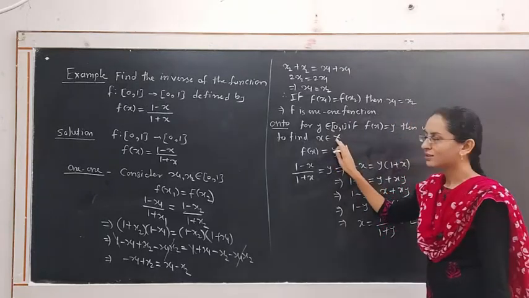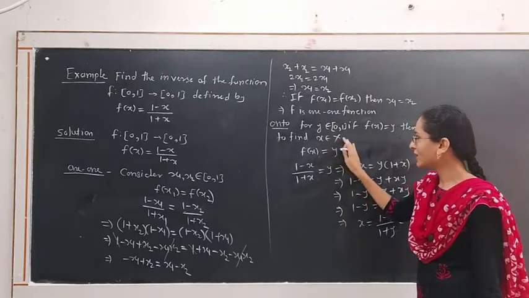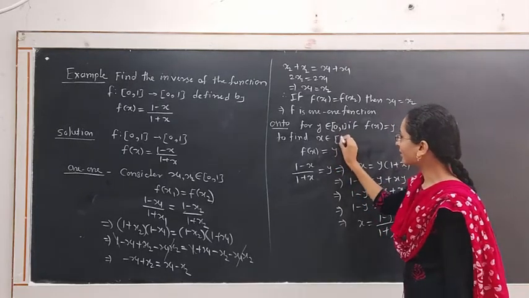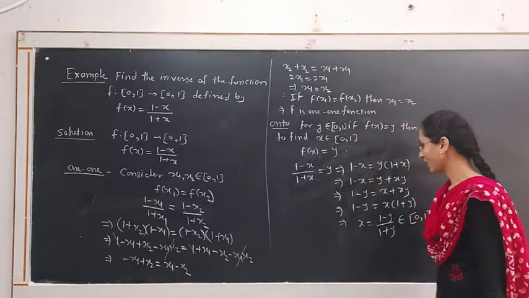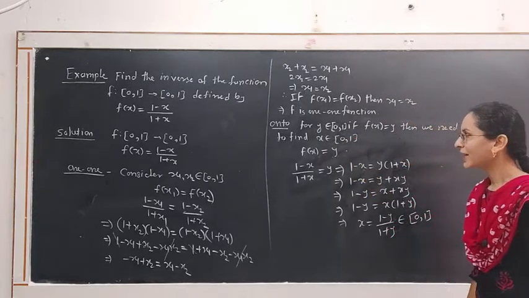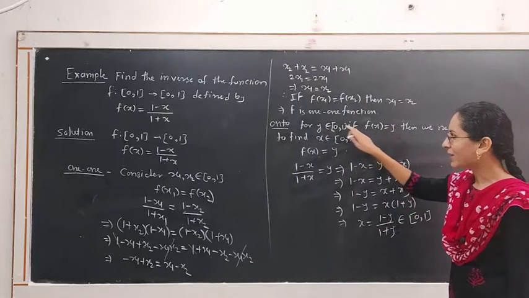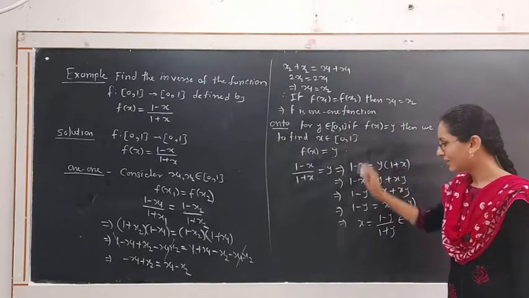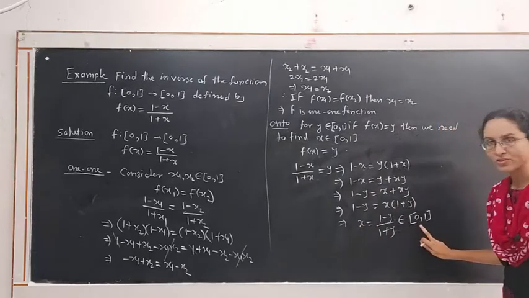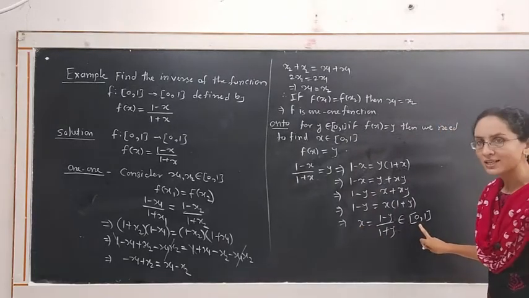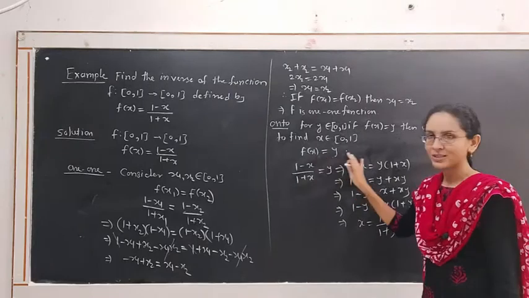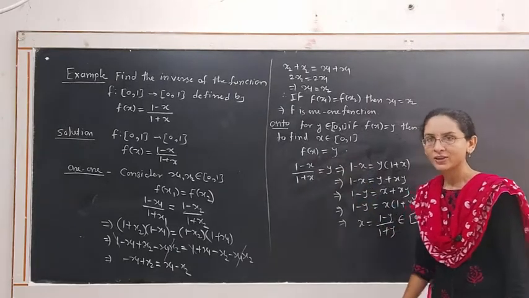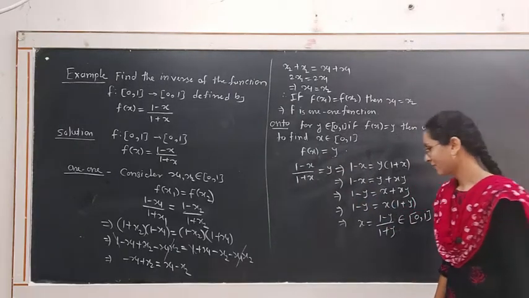And this x set is the domain set of the given function, and that set is the closed interval 0, 1. Therefore, for any given value of y in the closed interval 0, 1, we can find the value of x belonging to the closed interval 0, 1, which satisfies the equation f of x is equal to y. Hence, the function is an onto function.